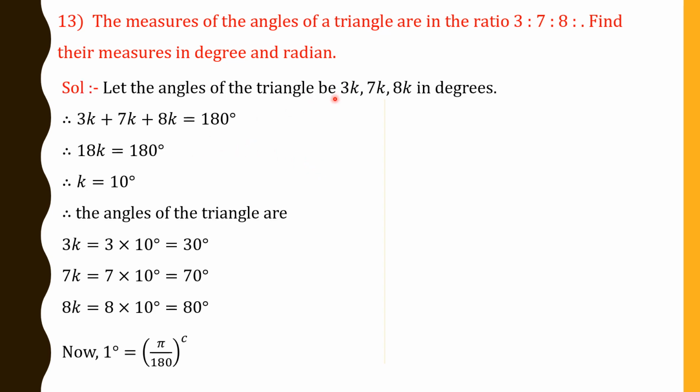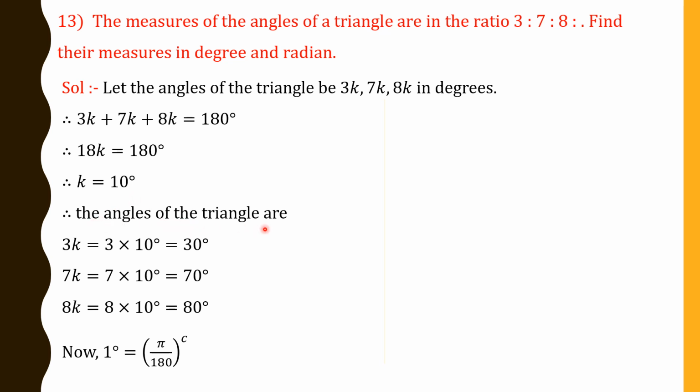Solution. Let the angles of the triangle be 3k, 7k, 8k in degrees, as these angles are in the ratio. We know that the sum of the angles of a triangle is 180 degree. Therefore, 3k plus 7k plus 8k equal to 180 degree. 3 plus 7, 10. 10 plus 8, 18. Here 18k equal to 180 degree. Then divide by 18, we get k equal to 10 degree.